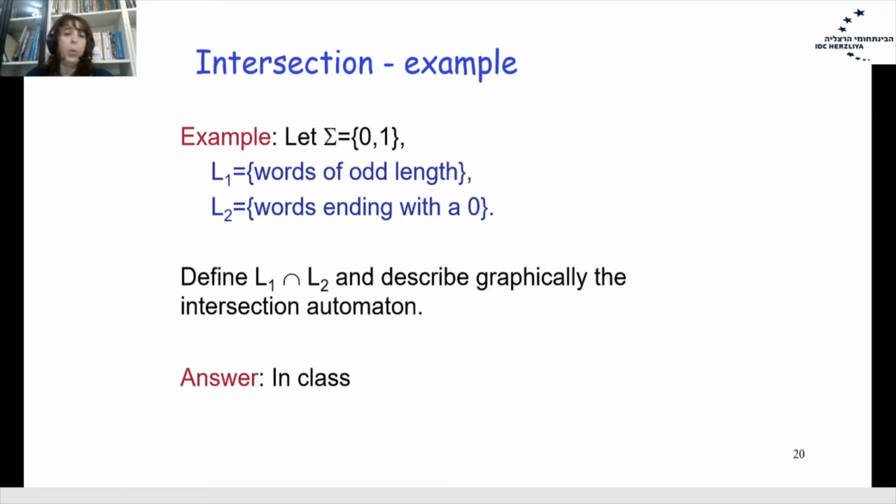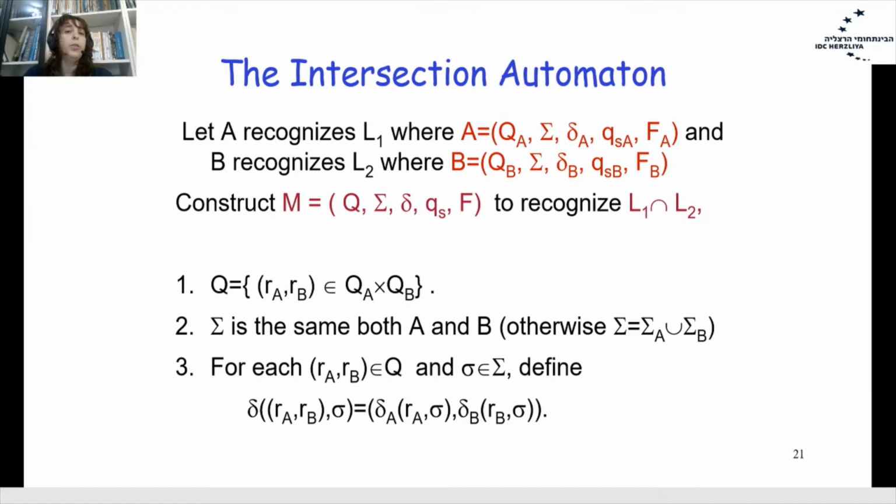Once again, we will take the languages L1 and L2 from the previous example, the words of odd length and the words ending with 1, and we will define L1 intersection L2. We will do it during our practical exercises when we have our Zoom meeting. The formal definition of the intersection automaton will be actually relatively the same as the union.